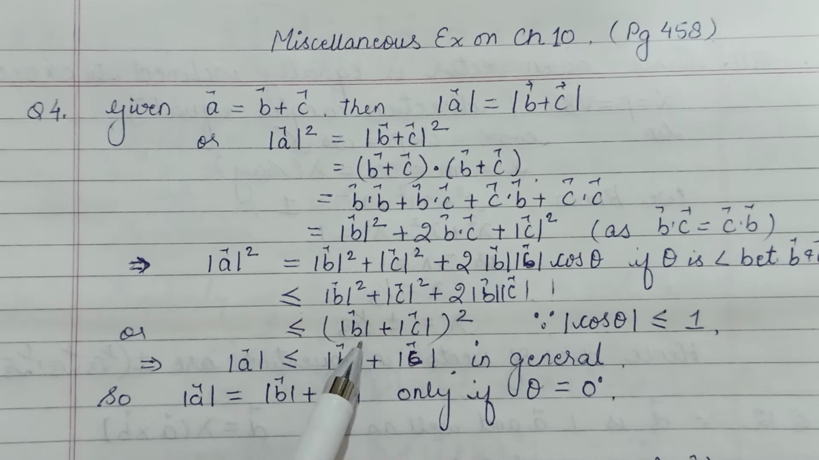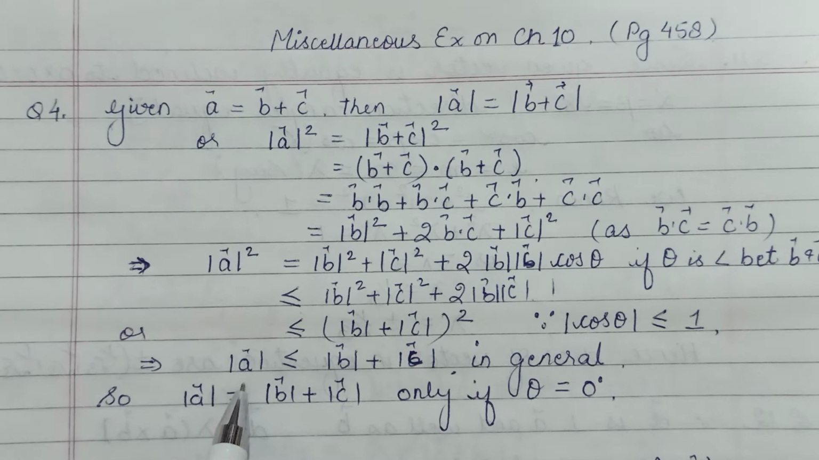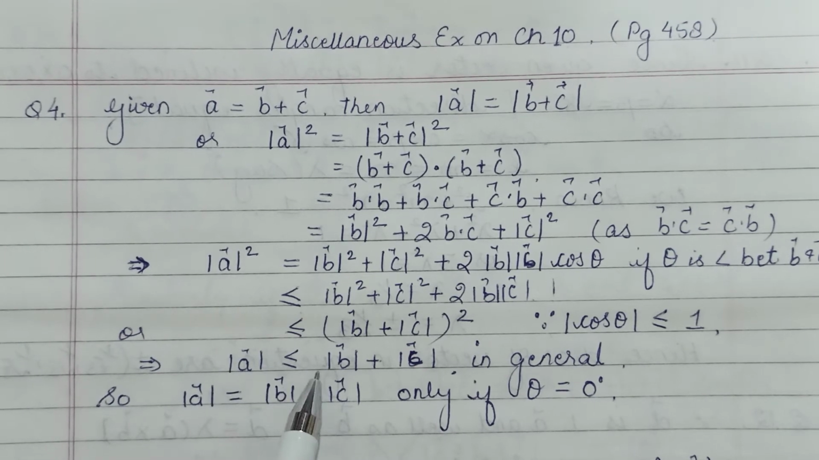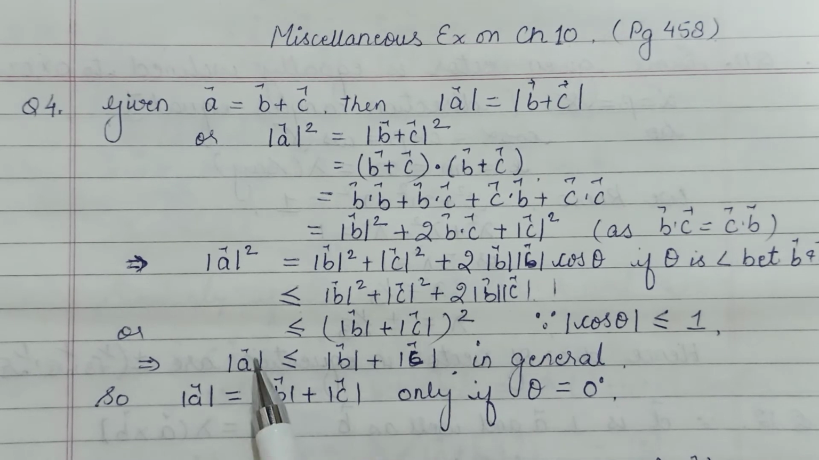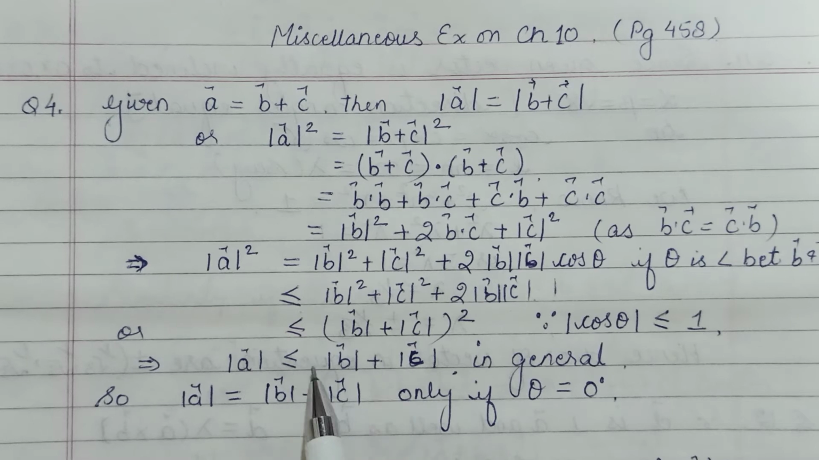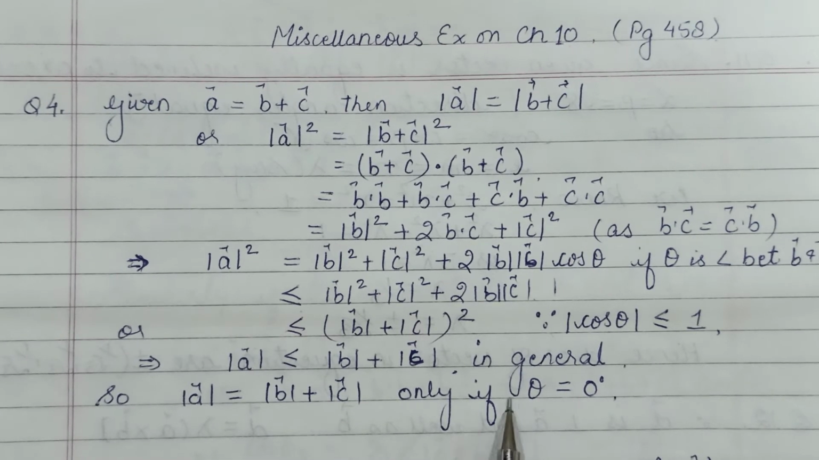So modulus of b plus modulus of c is whole square, so that is why taking root, modulus of b plus c becomes smaller than modulus of b plus modulus of c in general. Okay, so यूजुअली ये मॉडुलस जो है इस मॉडुलस से छोटा होगा, एट द मोस्ट इक्वल टू हो सकता है. इक्वल कब होगा? When this theta would be 0, because cos 0 would become 1.